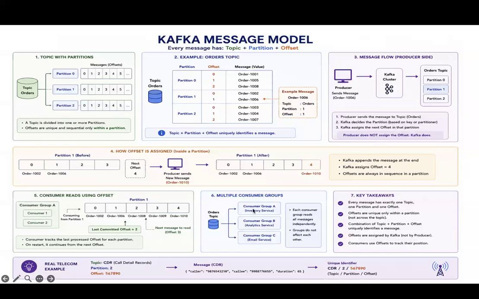Multiple consumer groups: for the same topic, we can have multiple consumer groups. Why? Because consumer group A, the inventory service, will read from partition 0. Consumer group B, the analytics service, can read from partition 1. Consumer group C can read from partition 2. So partitions 0, 1, and 2 can read all the orders messages in parallel using these consumer groups.